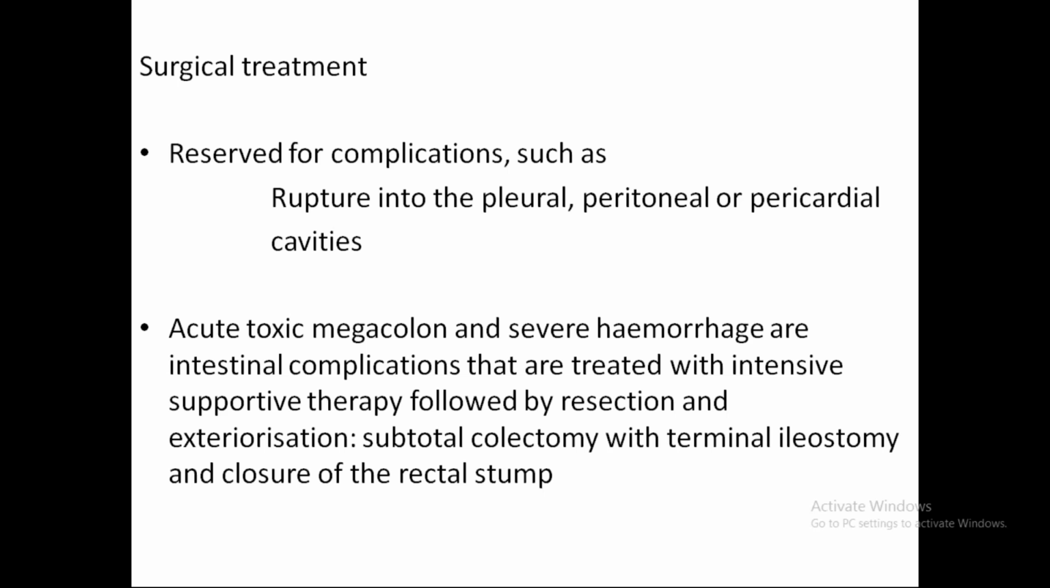Coming to surgical treatment, it is reserved for complications such as rupture into the pleural, peritoneal or pericardial cavities. Acute toxic megacolon and severe hemorrhage are intestinal complications that are treated with intensive supportive therapy followed by resection and exteriorization. Subtotal colectomy with terminal ileostomy and closure of the rectal stump is done, but this is a rare condition.